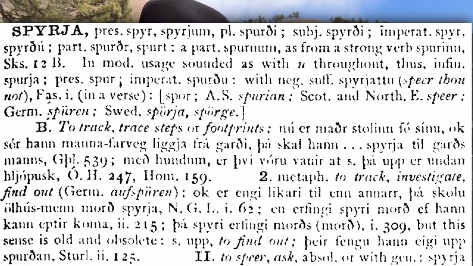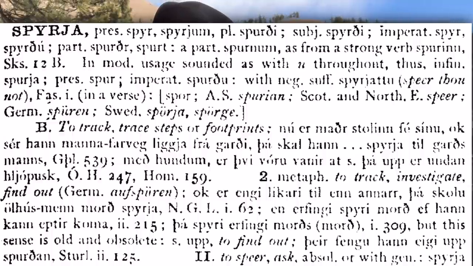Subjunctive spurthy, imperative spur, spurthy, participle spurthy, spurt, a participle spurnum, as from a strong verb spuren. And modern usage sounded as with u throughout, thus infinitive spuria, per spur, imperative spurthy, with negative suffix spuria, to spear thou not, in a verse.